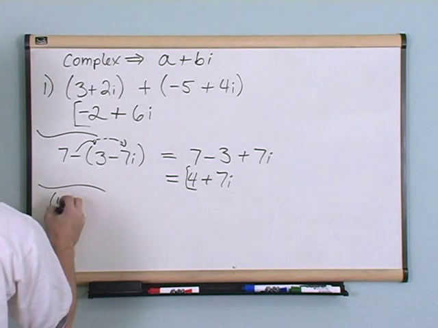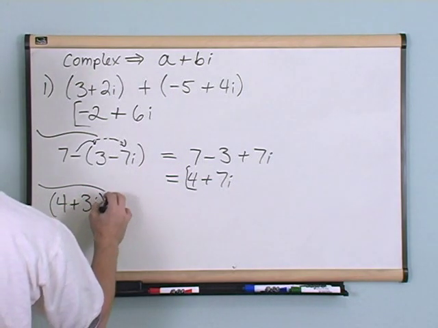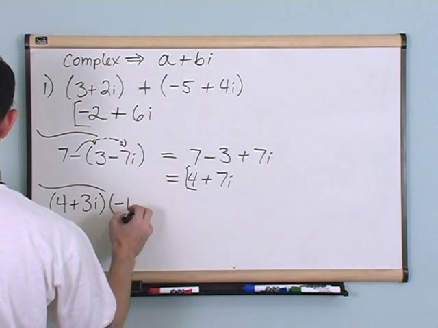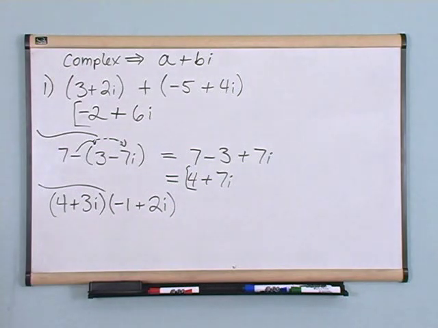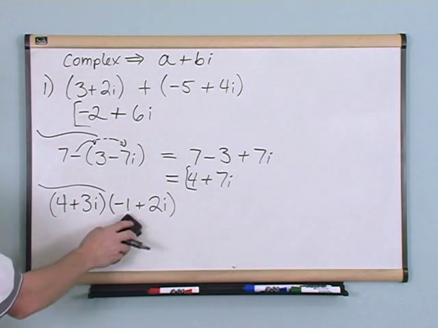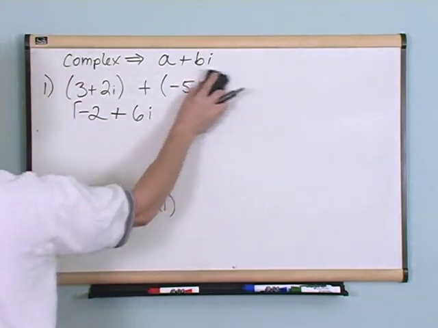What if you had 4 plus 3i times negative 1 plus 2i? Okay? I'm going to get rid of this up here for right now.